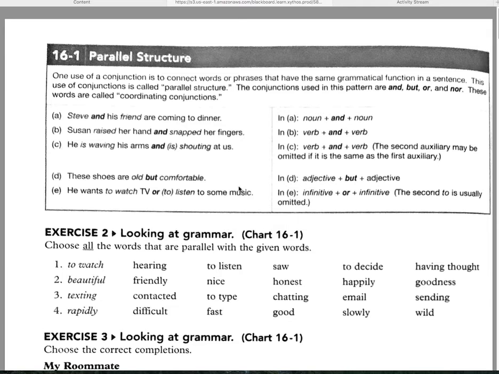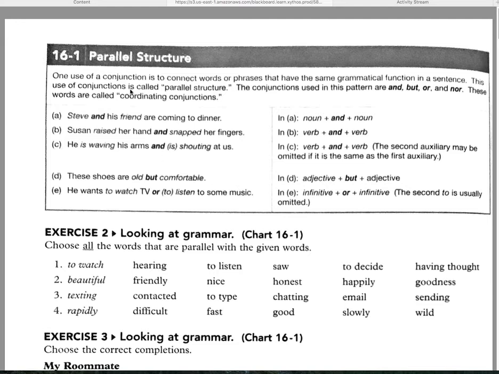Now, parallel structure means that you have two parts of speech that have to be the same, connected with a conjunction. Some of the most common conjunctions used in parallel structure are and, but, or, and others, but first we're going to concentrate on these three conjunctions. Now if you look at the chart on page 358, we start with the explanation on the chart.